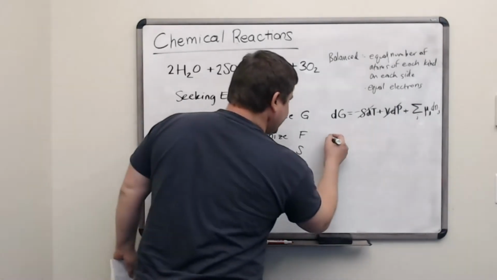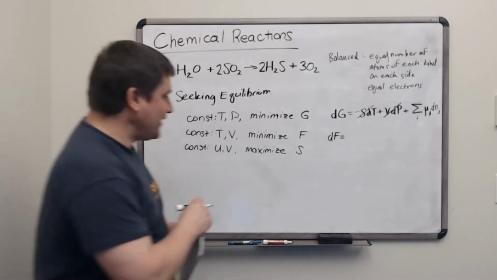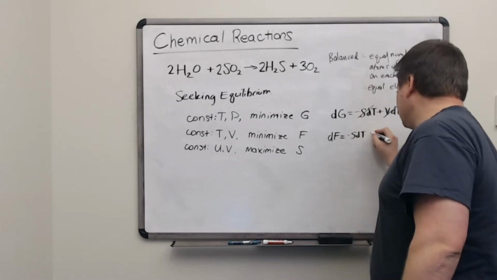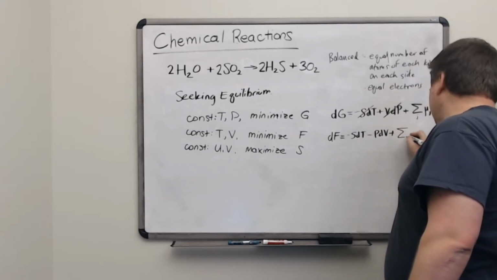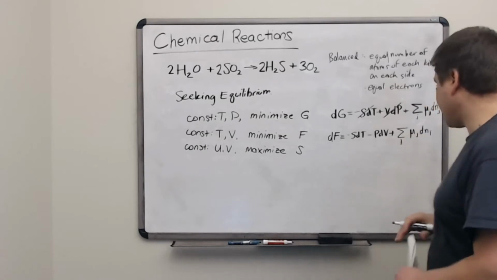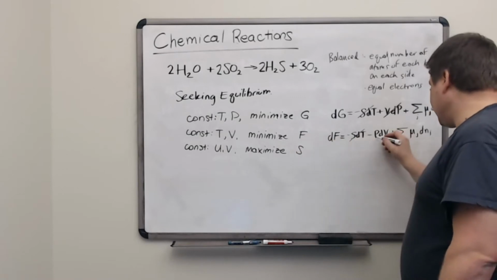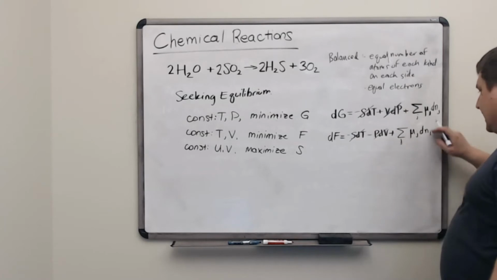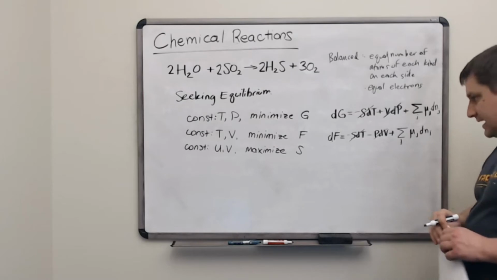What about the second line, Helmholtz? In general, to change the Helmholtz free energy, we have minus S dT minus P dV plus mu dN. And in this situation, temperature is held constant, volume is held constant. So again, minimizing F will depend only on whether this chemical term is positive or negative.